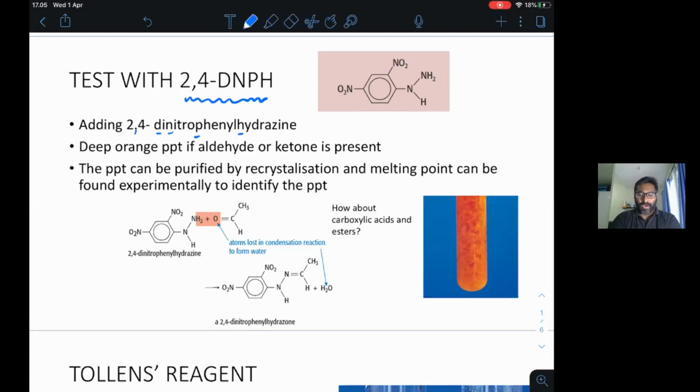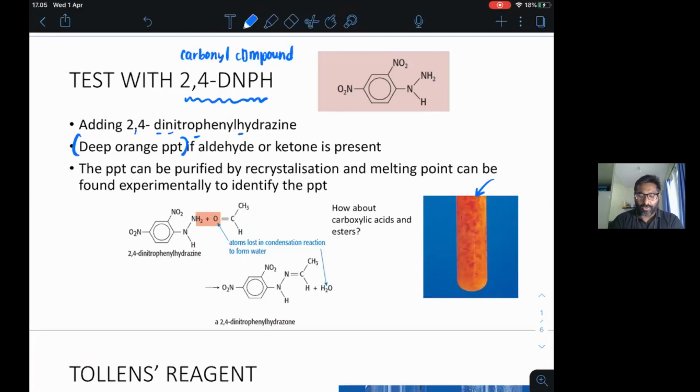It is used to identify whether aldehyde or ketone is present. It means it's a test for carbonyl compounds. So it can test for any compound that has a carbonyl group, whether aldehyde or ketone, and it will give you a positive result. The positive result is a deep orange precipitate. You can see in the diagram the deep orange precipitate. If you have aldehyde or ketone, you are going to get a deep orange precipitate.